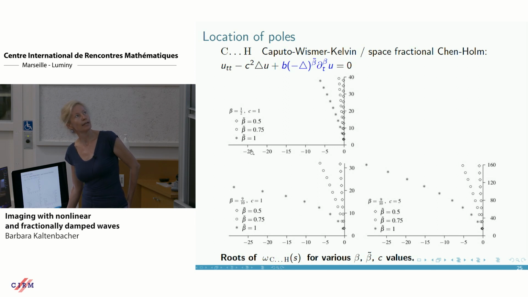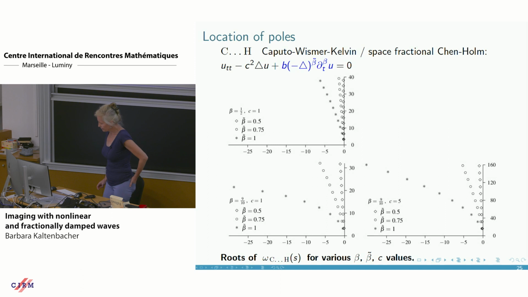So this is for varying beta and beta tilde. Now it's also important what the sound speed is. It's also clear that the larger sound speed counteracts damping. So if you have more emphasis on sound propagation, the damping doesn't take effect so quickly.